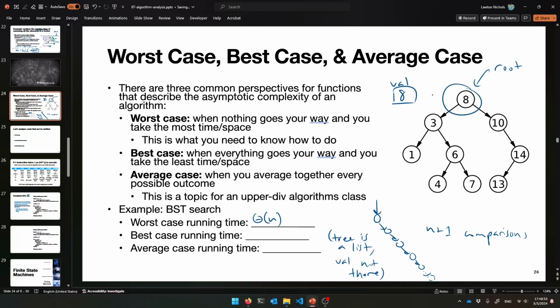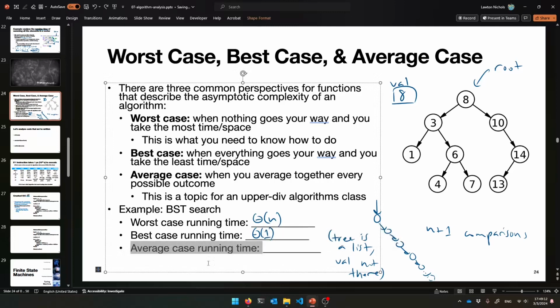It's right at the root. You only have to compare one thing, right? So that would be constant time. It's never going to go your way this often, but in the best case, you will find the thing immediately and it'll be there in a constant amount of searching, a constant amount of comparisons, a constant amount of running time. So that's fun.